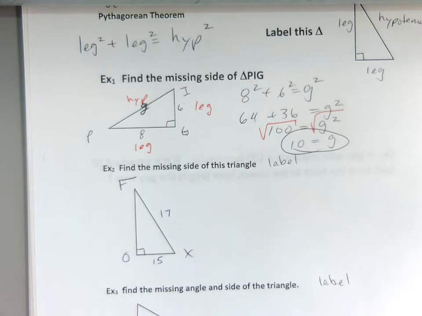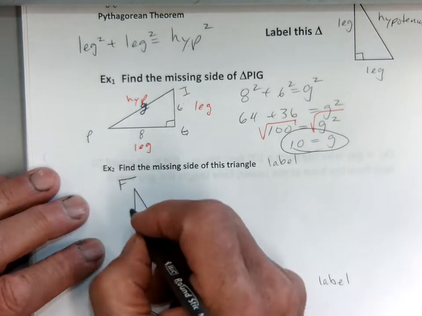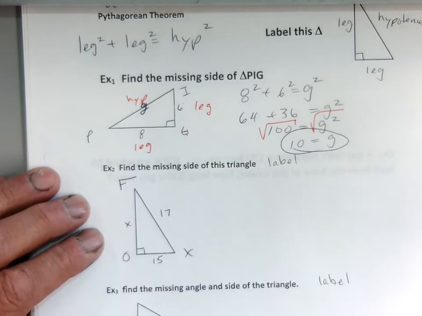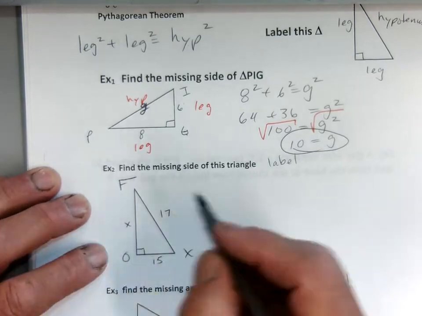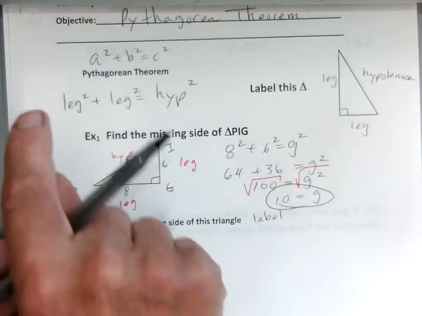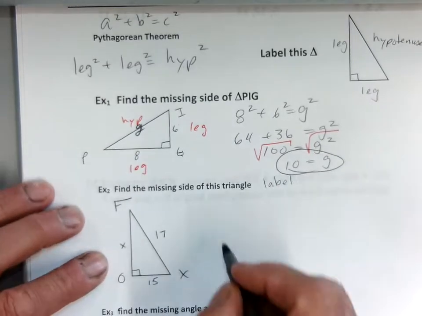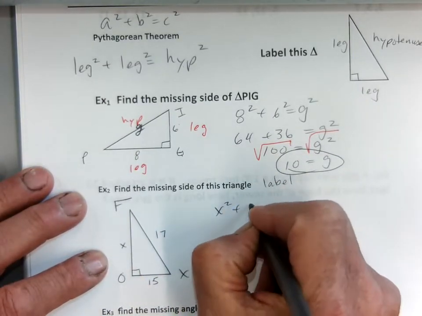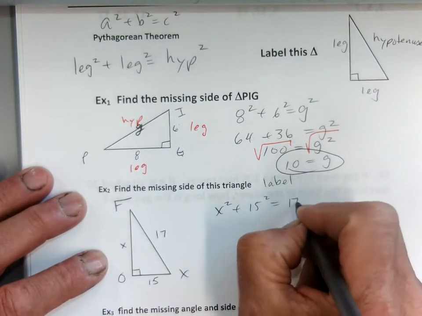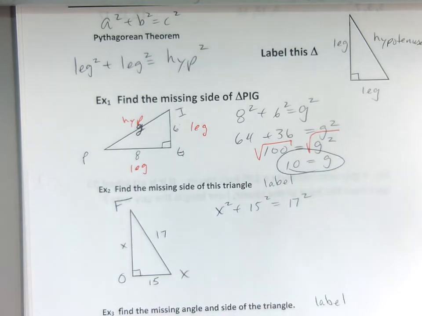Okay. So it doesn't have to be ABC. So what we want to do is find little x. Do we agree with that? Side x. So instead of leg squared plus leg squared equals hypotenuse squared, I'm going to go x squared plus 15 squared equals 17 squared. Are we okay with that?